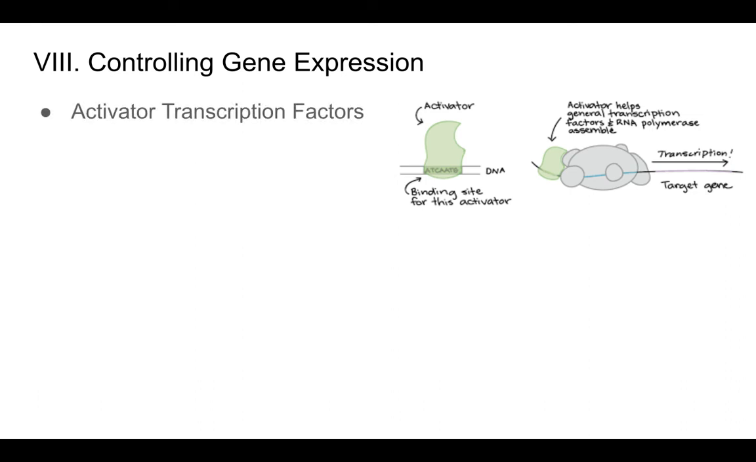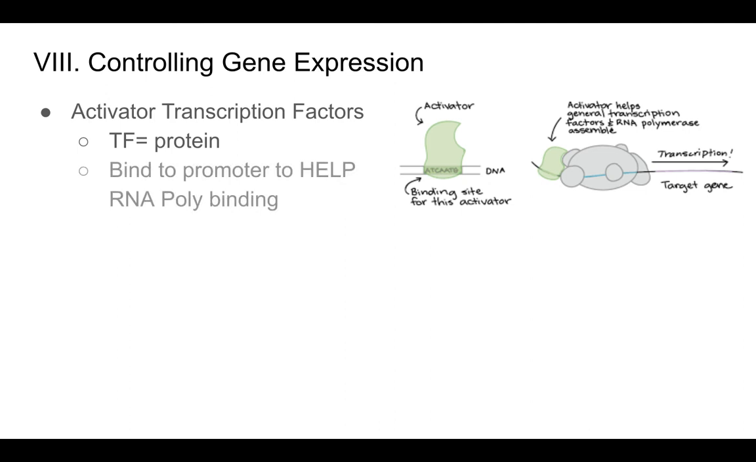The next control mechanism that is pre-transcription involves activator transcription factors. So let's talk about ATF, or activator transcription factor. It's really a fancy name for a protein. And that protein, if it is an activator transcription factor, binds to the promoter region and helps RNA polymerase bind. So it's like a helper, and you can see that here. Here is an activator transcription factor that is binding, and that binding allows this big gray RNA polymerase to bind and start the process of transcription.